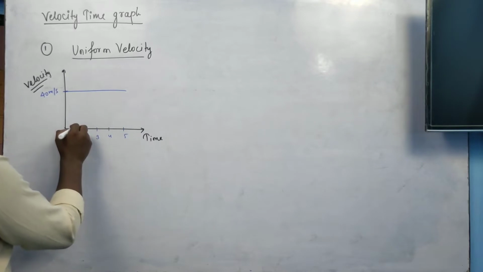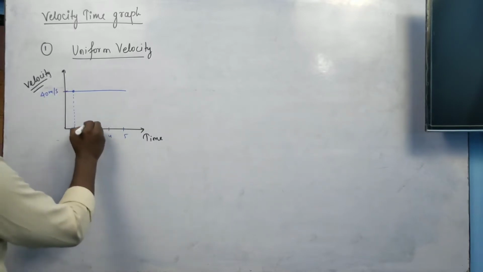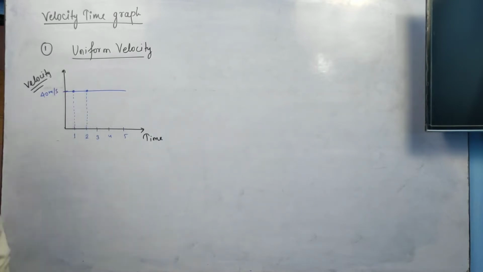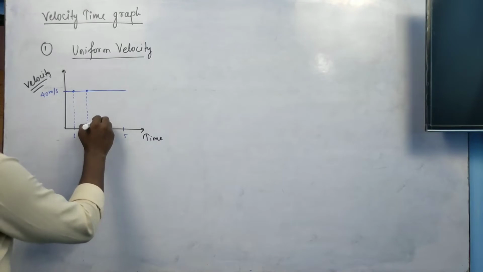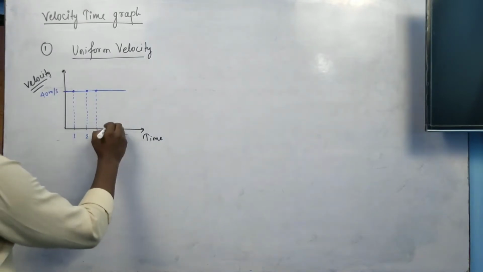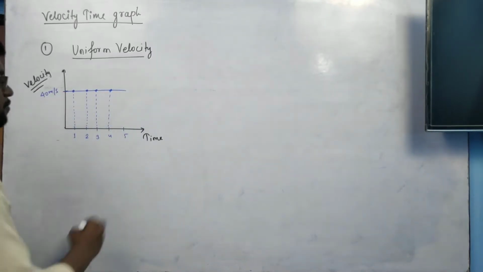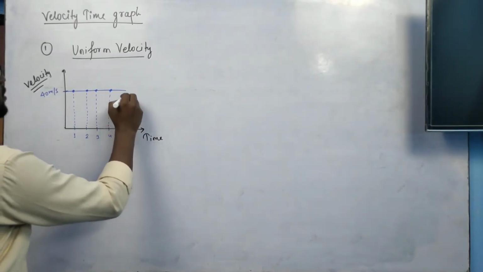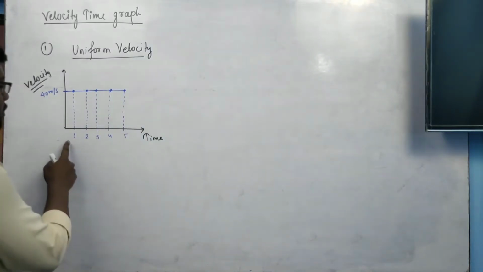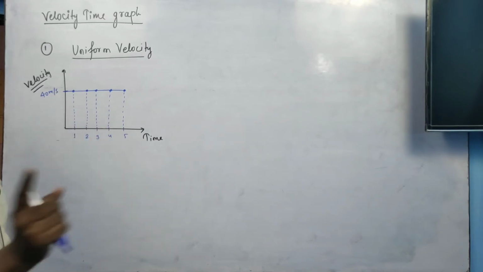We get that at time equals 1 second, the velocity of the object is 40 meter per second. When time is 2 seconds, again the velocity is 40 meter per second. When time is 3 seconds, then also the velocity is 40 meter per second. When time is 4 seconds, then also 40 meter per second. When time is 5 seconds, then also 40 meter per second. Time keeps on changing, but the value of velocity remains the same.